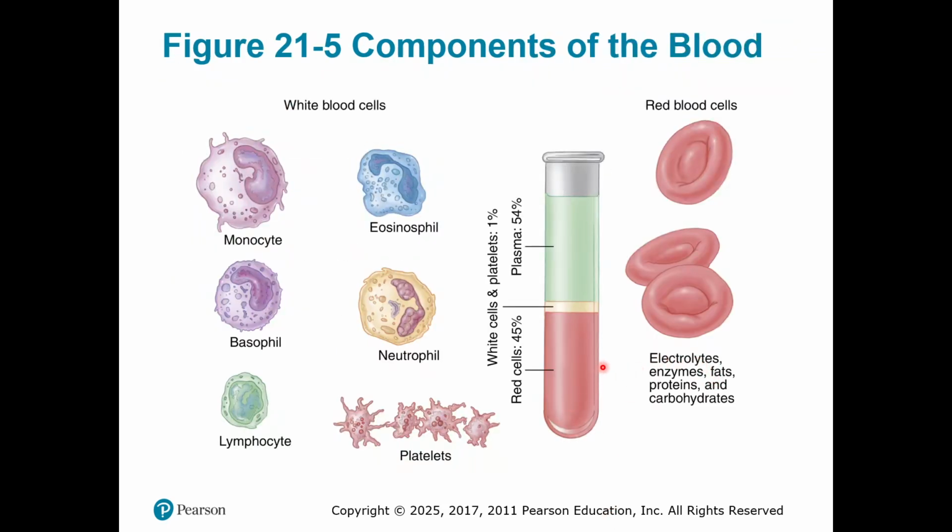Let's take a minute to review the components of blood. We have white blood cells, red blood cells, and platelets. The monocytes, eosinophils, basophils, neutrophils, and lymphocytes are all white blood cells. They have different jobs: to fight infection, fight viral things, recognize pathogens, and develop antibodies.